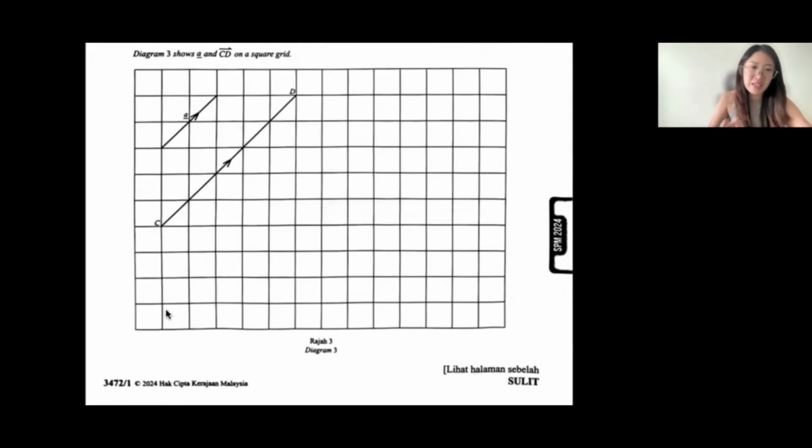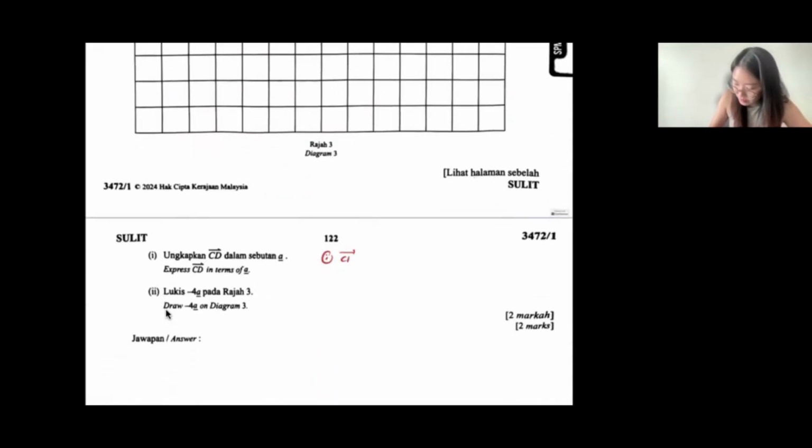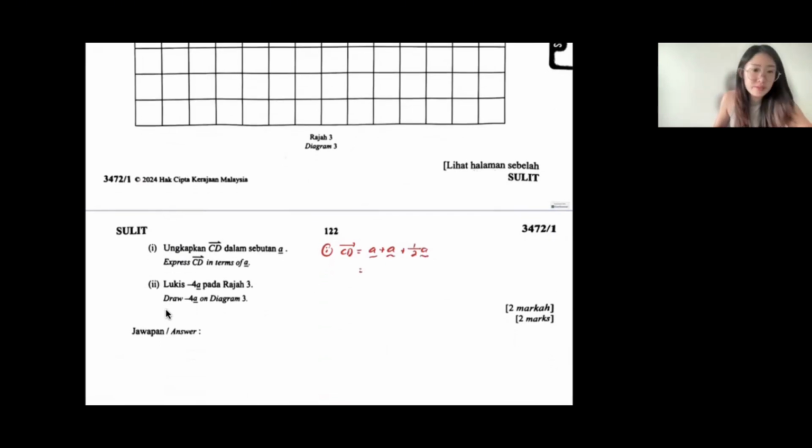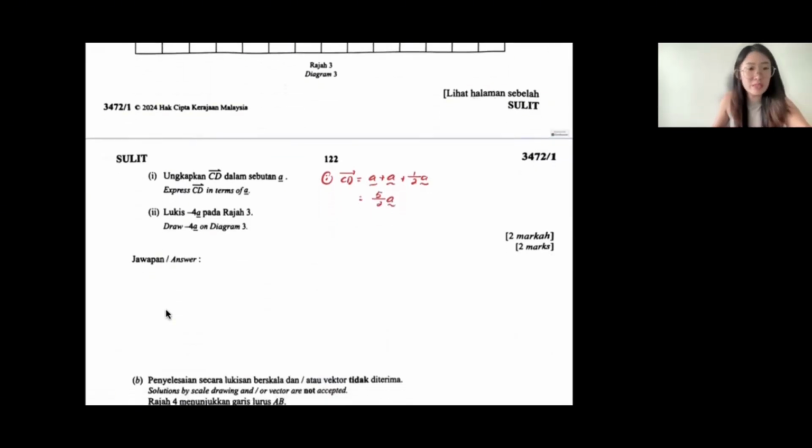All right, CD, how many vector A does it take? Okay, number 1. 1A over here, another A, and this is only 1 grid, guys. All right, 1 grid, so meaning half an A. Here we got 1A, another one here, and then this is half. So what you can write over here is from C to D is 1A plus 1A plus another half. All right, so over here, this will be 5 over 2A. All right, done for number 1.